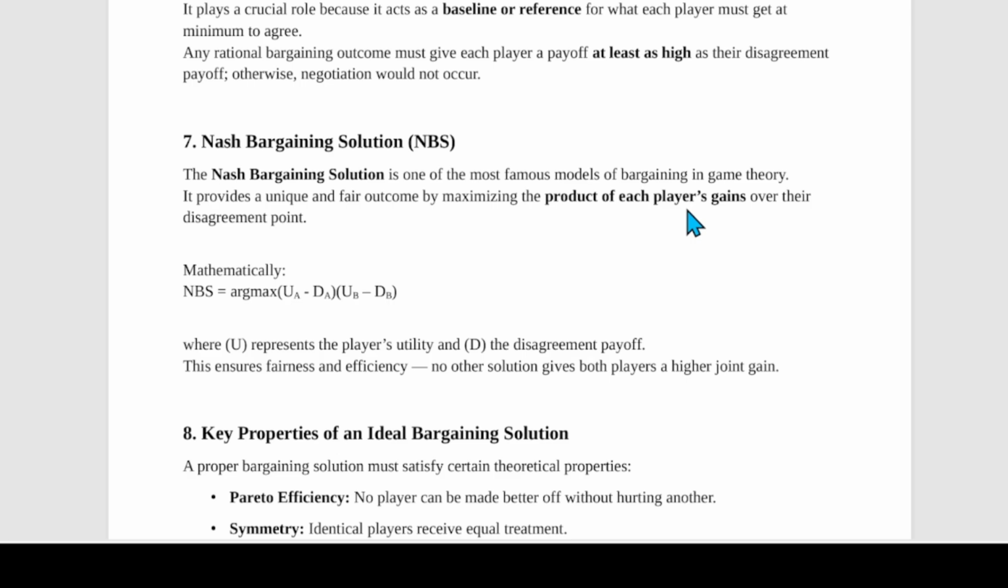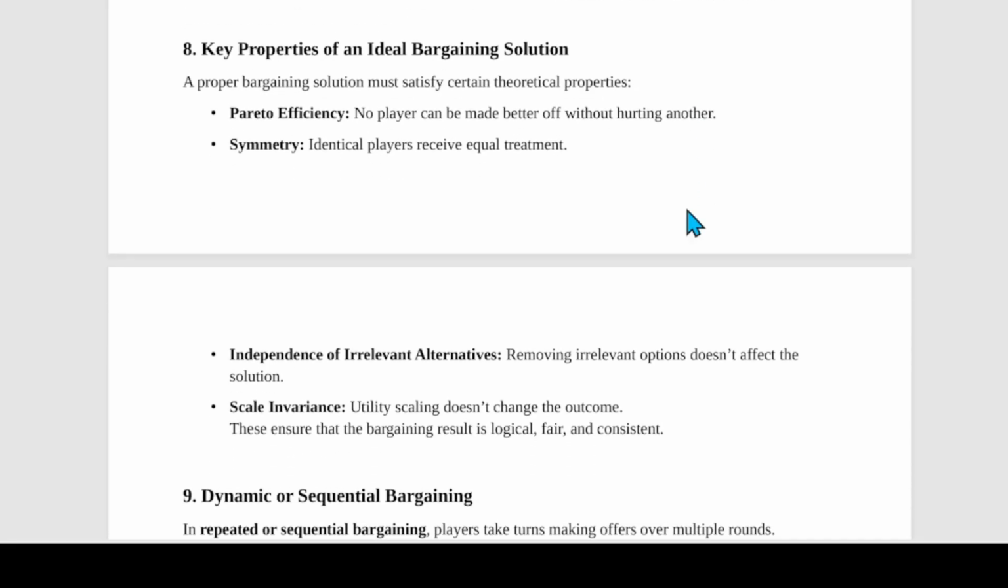Okay, you just remember the equation and you can write the explanation for yourself. Now, what do we have next? What we have next is key properties of an ideal bargaining solution. First property is Pareto efficiency. No one can be better off without hurting the other. In an ideal bargaining solution, किसी को भी चोट नहीं पहुंचनी चाहिए.